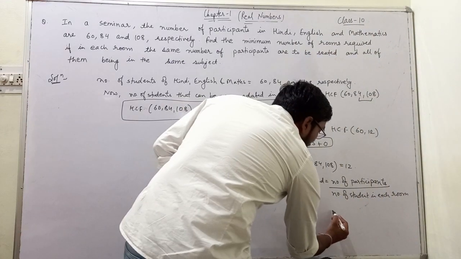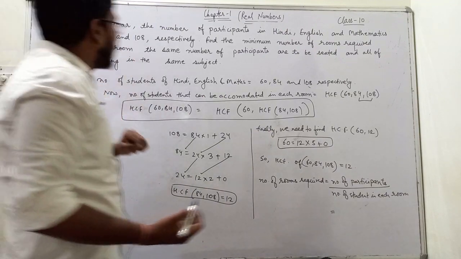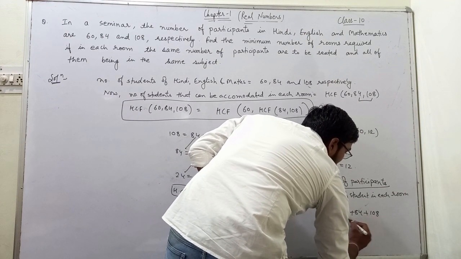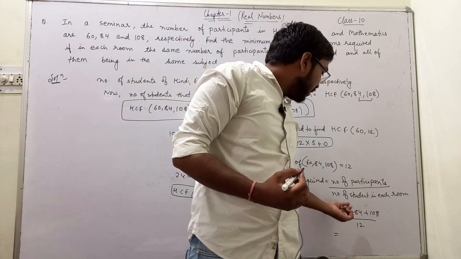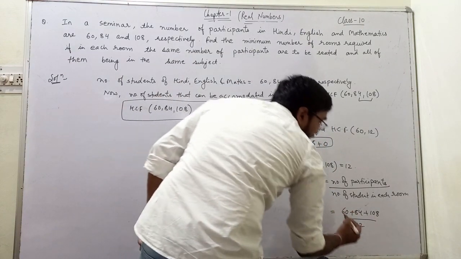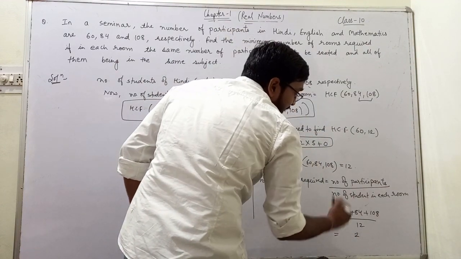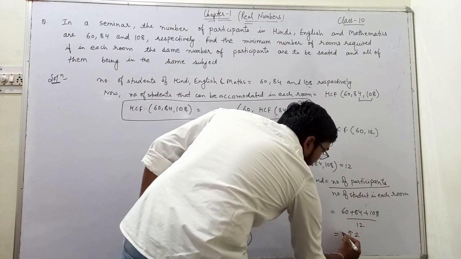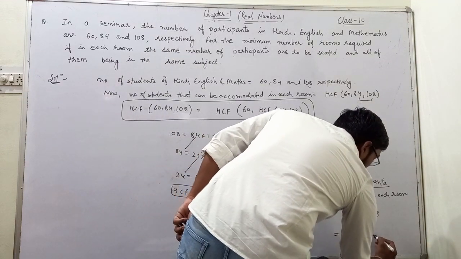On dividing this, we get that the total number of participants is what? 60 plus 84 plus 108. So 60 plus 84 plus 108 divided by 12. If I divide it, what will I get? If you can see, this 8 plus 4 is 12. I can carry 1, and this one will become 9, and 8 plus 4 is 12, then I carry 1. So 1 plus 14, 15, carry 1, and then it becomes 252 upon 12, and it will be 21 rooms.